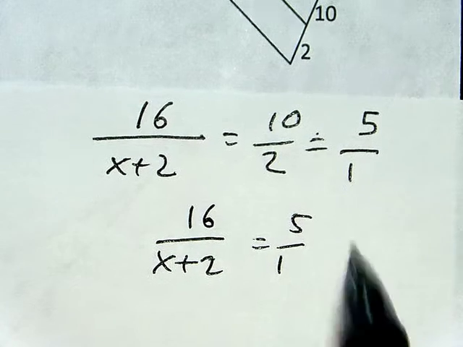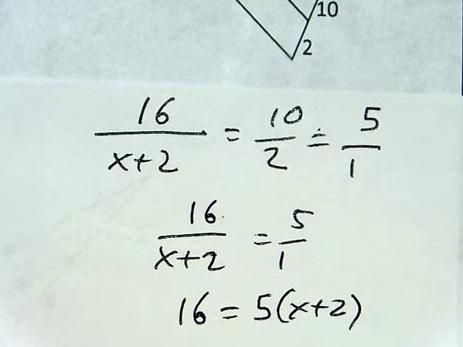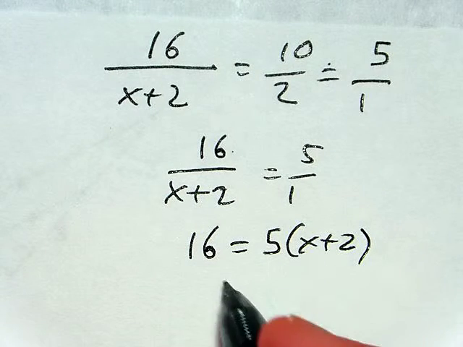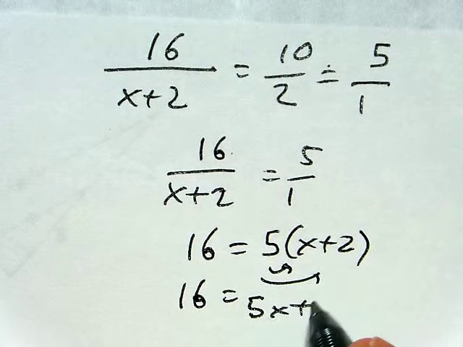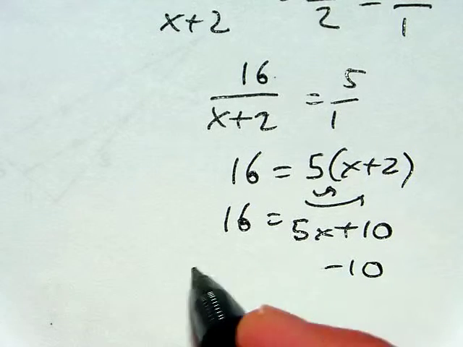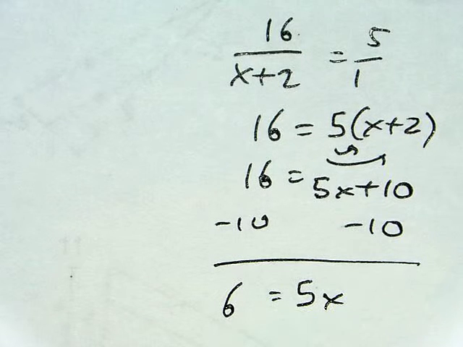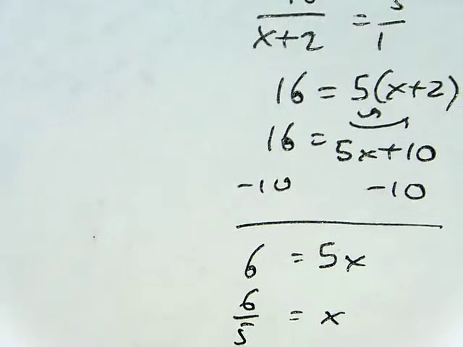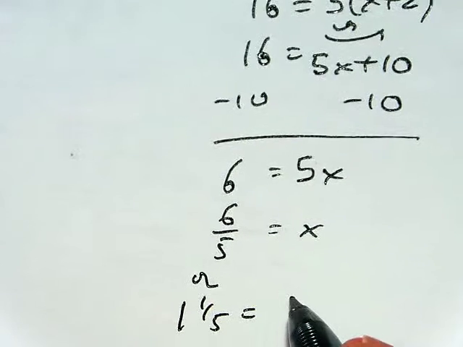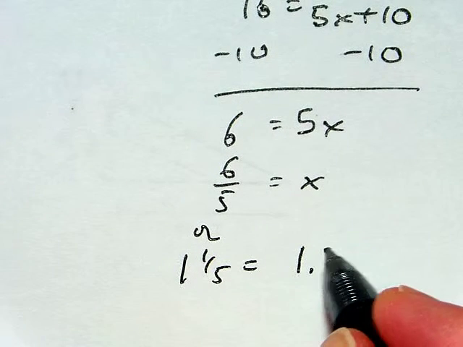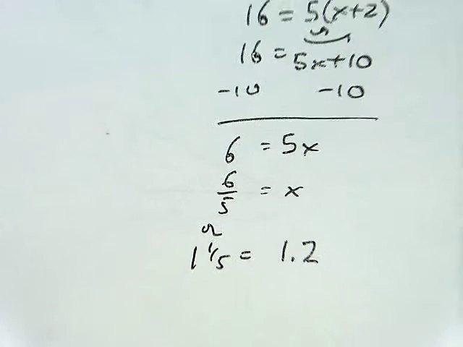We can now cross multiply. This gives us 16, and this gives us 5 times x plus 2. Let us multiply out the parentheses by distributing. That gives us 5x plus 10. Subtract 10 from both sides, which gives us 5x equals 6, and x is equal to 6 over 5. That would be 1 1/5, which is the same thing as 1.2. I hope that the math is straightforward for you.